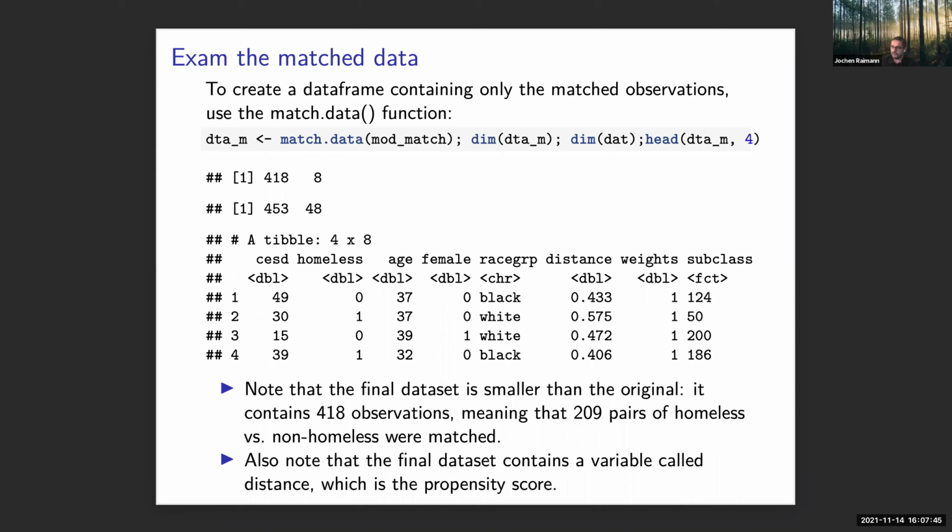So we have 418 observations. That essentially gives us 209 pairs of homeless versus non-homeless. The final data set contains a variable called distance, which is the propensity score. So this is the actual distance from having a probability of 1 to be homeless.